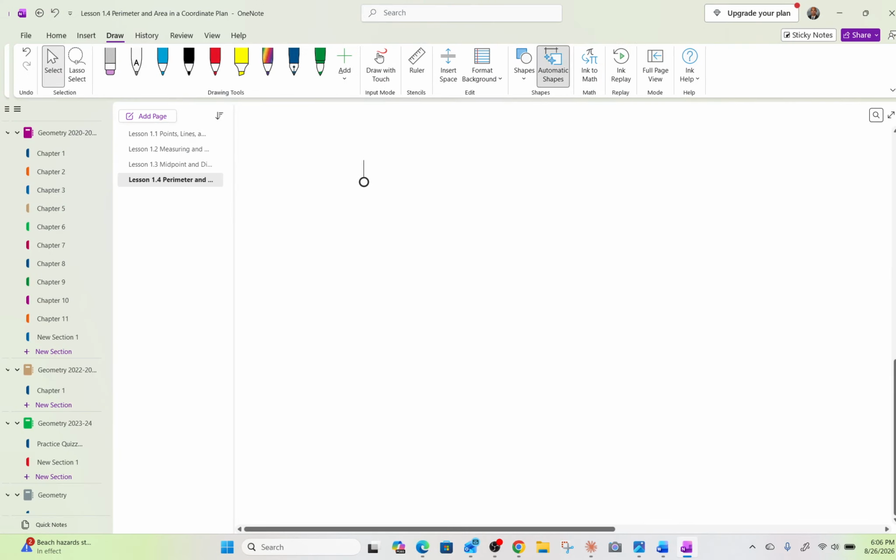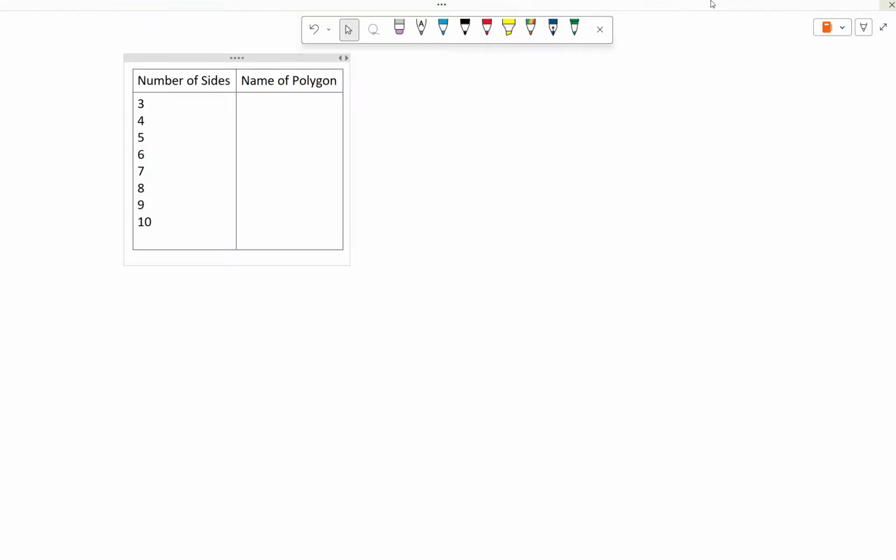Next, let's talk about classifying polygons, all right? Let me actually turn off my auto shape tool because it's gonna create some problems for me. So we're gonna first have the number of sides, and we're gonna define all these, and then we're gonna have the name of the polygon. All right, we're gonna go with 3, 4, 5, 6, 7, 8, 9, and then even 10 sides, okay? Oh man. That didn't work out for me.